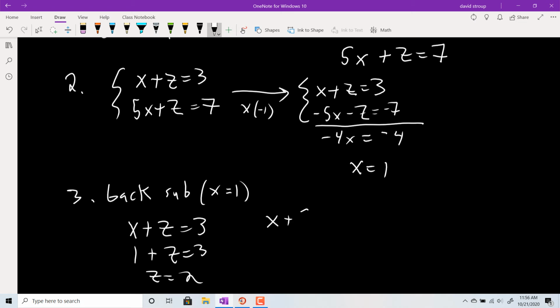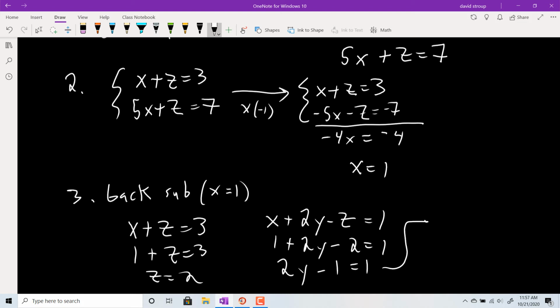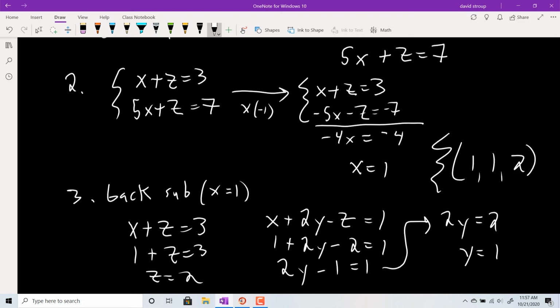And then I have to get an equation with all three variables for the y variable. So I'll choose x plus 2y minus z is 1. So I have 1 plus 2y minus 2 is 1. 2y minus 1 is 1. So 2y equals 2 and y equals 1. So my solution, 1, 1, 2. Make sure you put them in the right order, x, y, z.